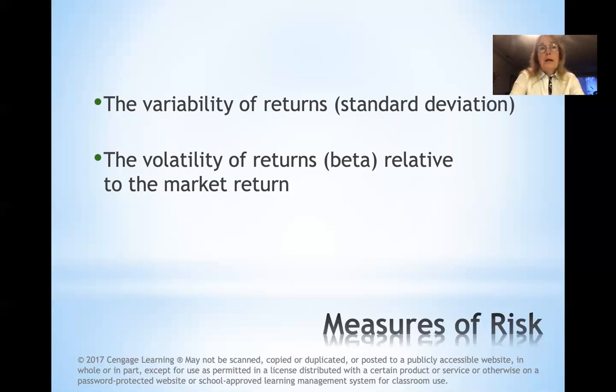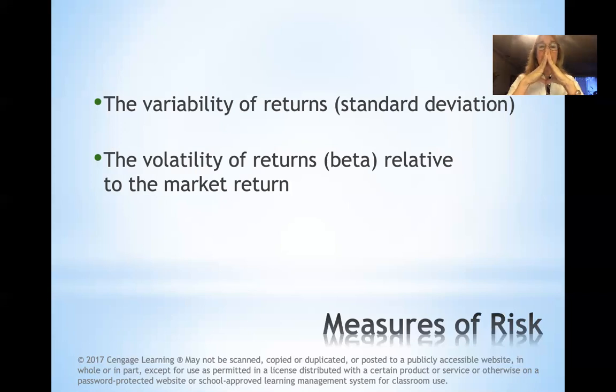So let's say that the market has a beta of 1. If any individual stock performs exactly how the market is performing, in other words, when the market's up by 1%, that stock is up by 1%, and when the market's down by 1%, that stock is down by 1%, then that stock would have a beta of 1 because it's equally as risky as the market.